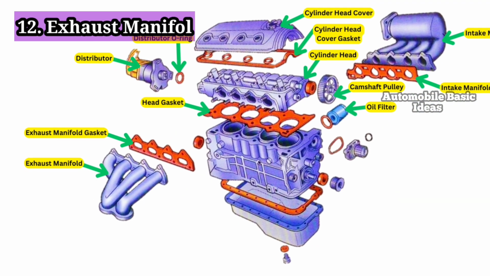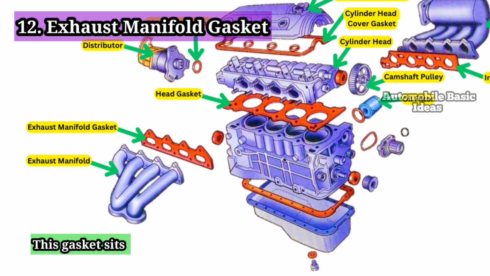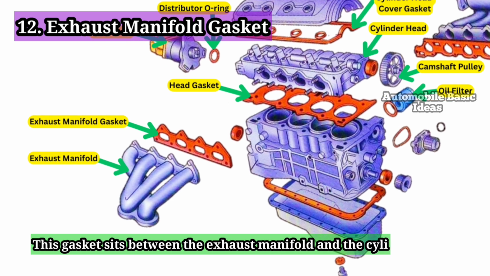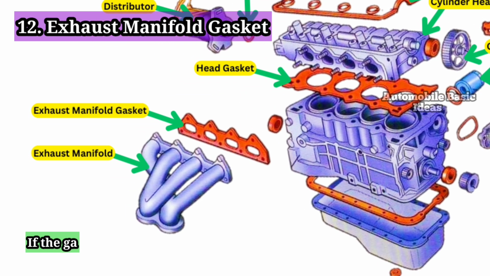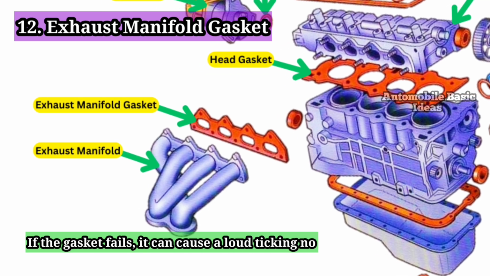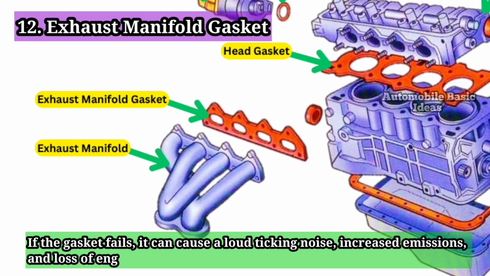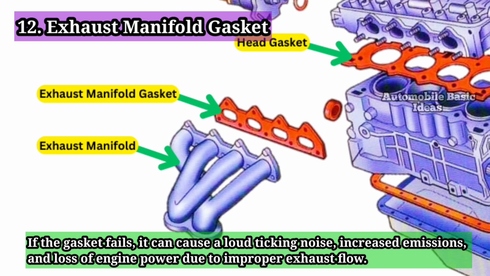12. Exhaust manifold gasket. This gasket sits between the exhaust manifold and the cylinder head, ensuring a proper seal to prevent exhaust gas leaks. If the gasket fails, it can cause a loud ticking noise, increased emissions, and loss of engine power due to improper exhaust flow.